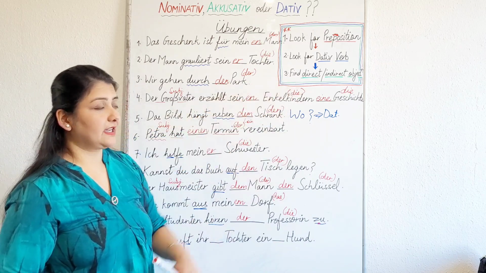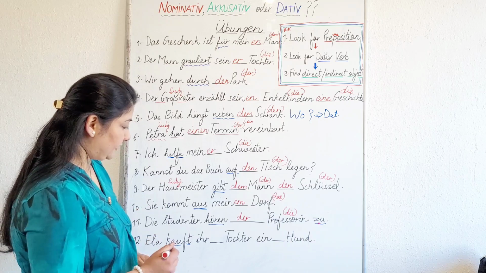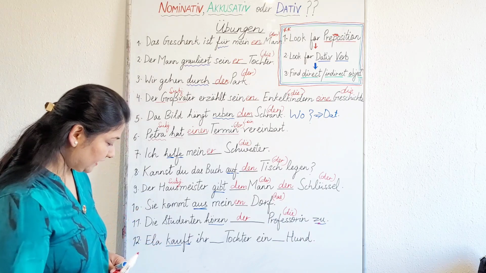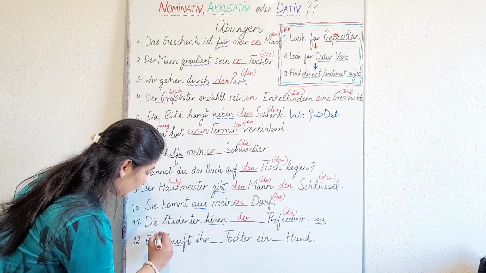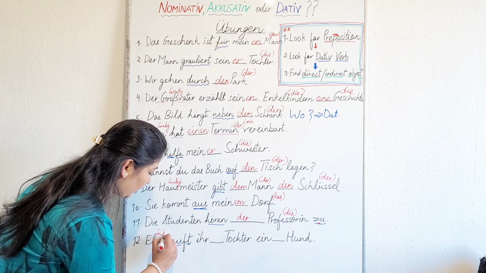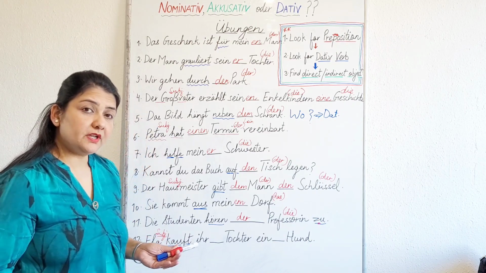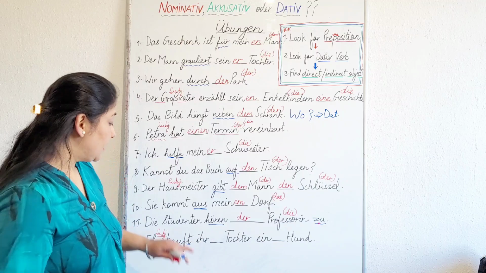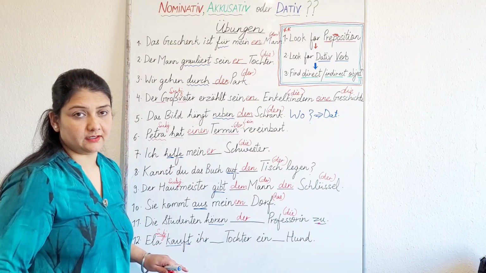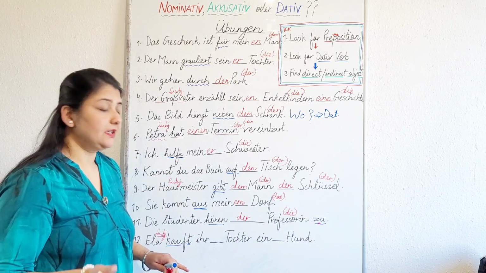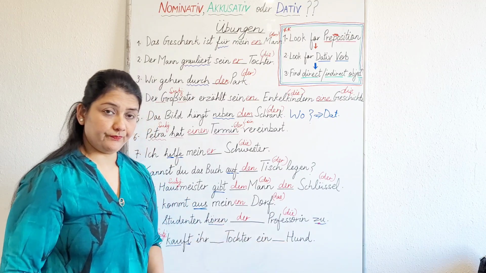That is finding the direct and indirect object. So, here at first we'll see who is the subject. So, wer kauft ihr Tochter einen Hund? That is Ella. She's the subject. Now, how do you question for the direct object? Was kauft Ella? So what is the thing which is being bought by Ella? That is ein Hund. Ja?